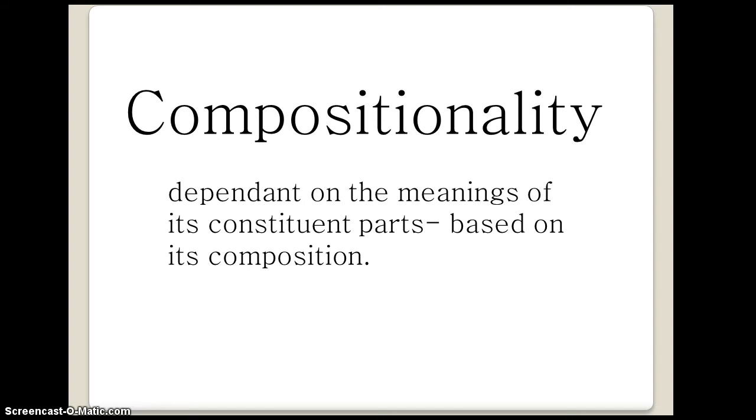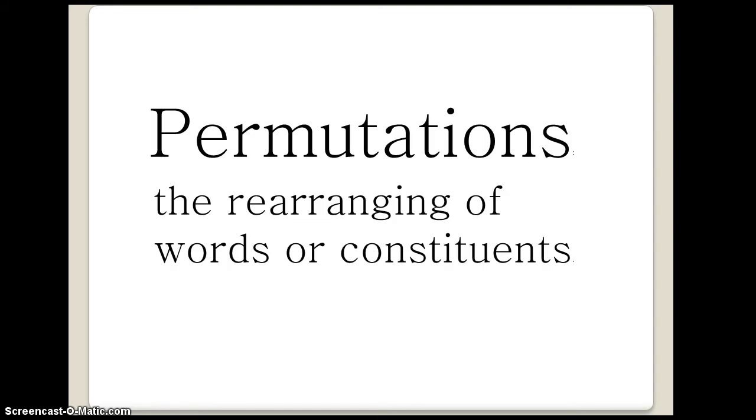Compositionality is a principle of language whereby a complex expression can be defined by the small units that it is made up of. It is dependent on the meanings of its constituent parts, that is, it is based on its composition. Permutations are the rearranging of words or constituents in a phrase or a sentence.